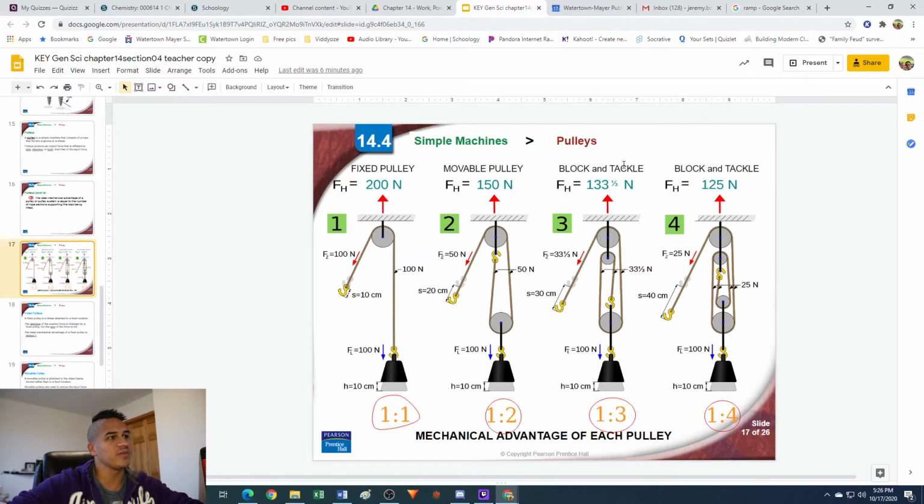This third one here is called a block and tackle. So now we have essentially 2 fixed pulleys and a movable pulley. So we're kind of putting a lot of things together. And if we count how many rope strings we have here, we have 3 rope strings. We have 1 here, 1 in the middle, 1 on the right.